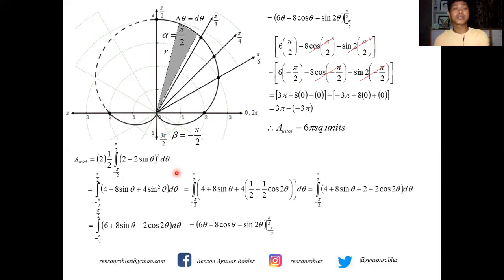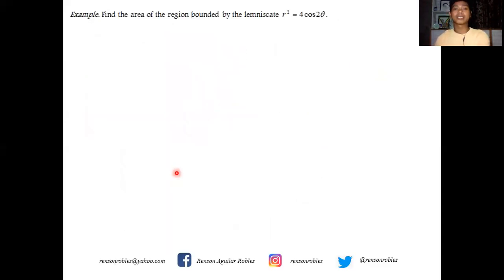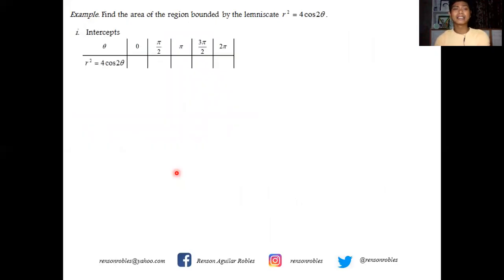Okay, for the third example, we will be working on the lemniscate r squared equals 4 cosine 2 theta. Again, this has been featured on my previous video, the step-by-step procedure on how to trace the polar curve r squared equals 4 cosine 2 theta. So we first get the intercepts. So again, this is r squared equals 4 cosine 2 theta. We only get the value of r equals to the square root of cosine 2 theta.